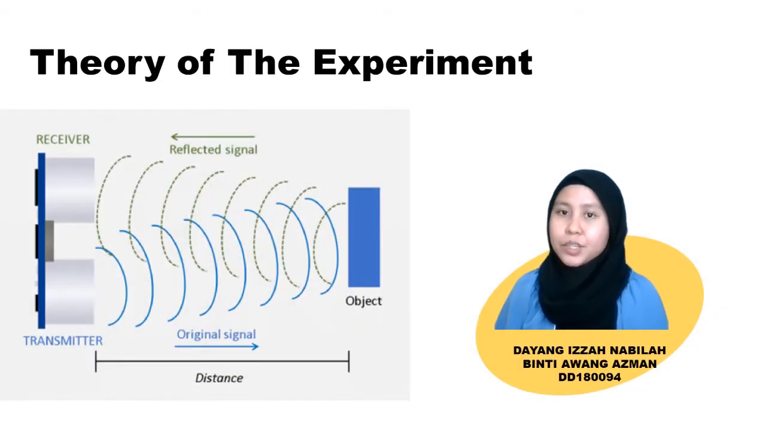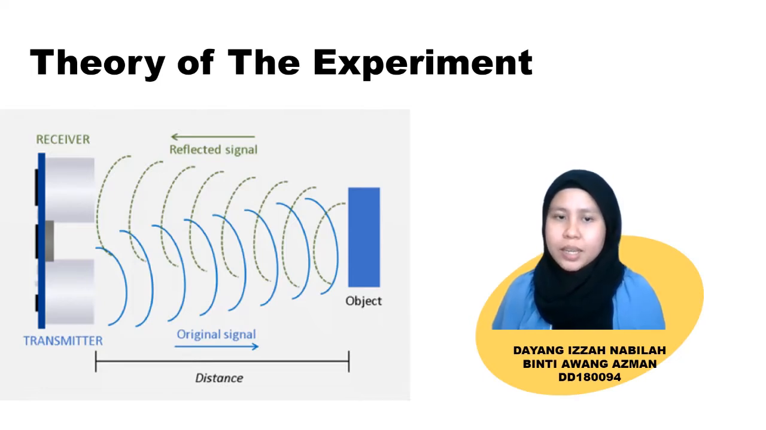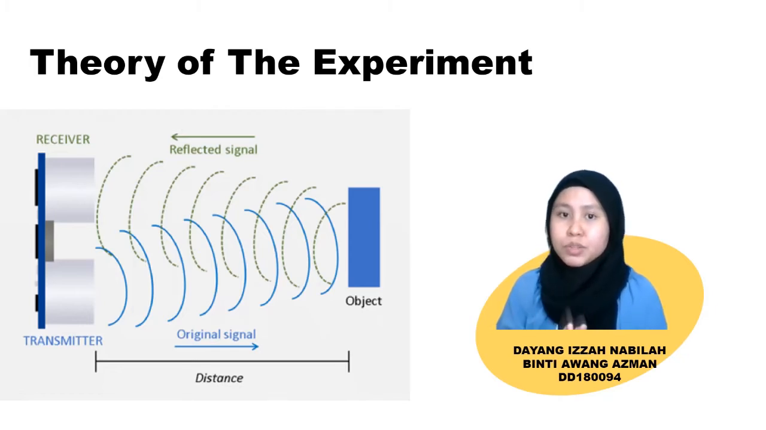Next, I'm going to expand on the theory for the experiment. Basically, an ultrasonic sensor is an electronic device that is widely used for detecting objects or motion, while a servo motor is used in determining precise control of the angular or linear position. As you can see from the figure attached, the ultrasonic sensor emits sound waves that travel at a specified frequency, and once they collide with an object, the sound waves bounce back to the ultrasonic sensor. So the ultrasonic sensor will listen to the sound wave which bounces back to it.